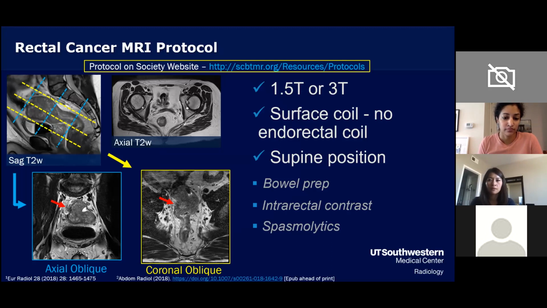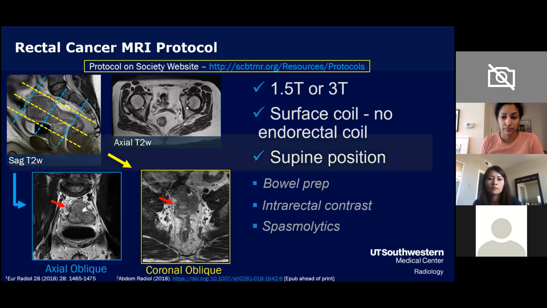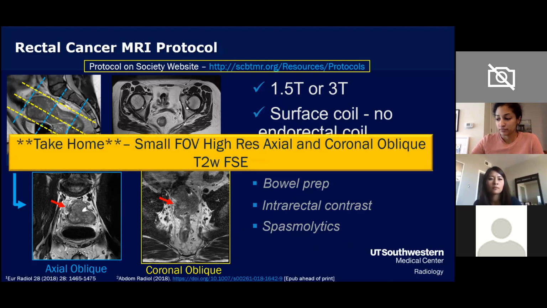Now, we have recently started using intrarectal contrast, and we've found some utility in it. We've always used glucagon, and we do have the patients administer a microenema before they come. So the take-home here is that the important part of the technique is these high resolution axial and coronal oblique T2 weighted images. These should be no more than 3 millimeters in thickness.